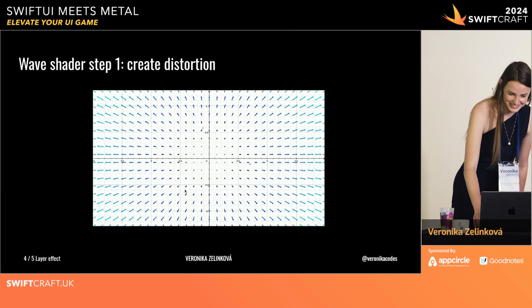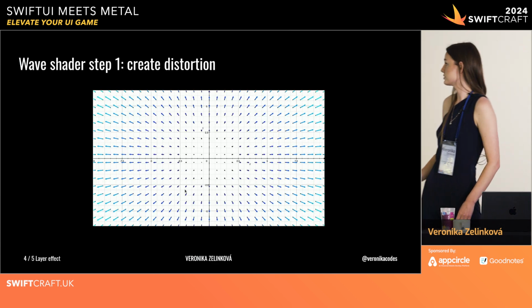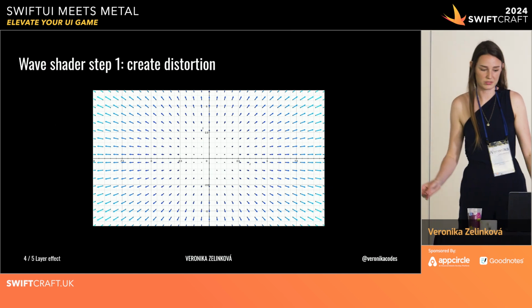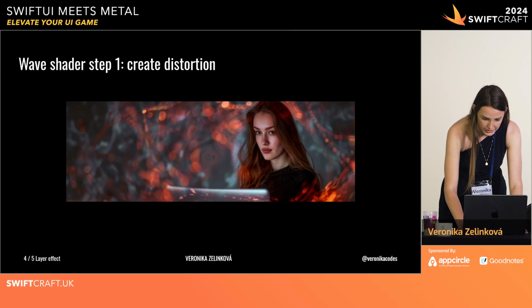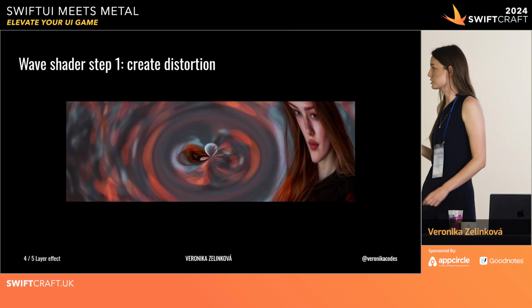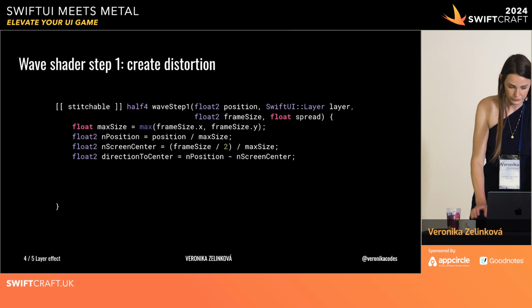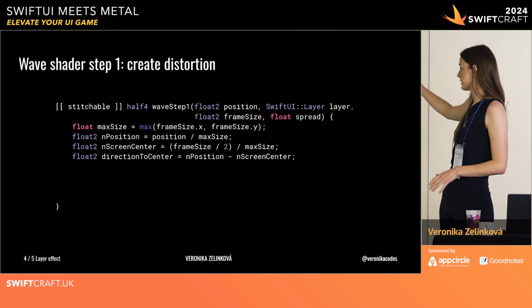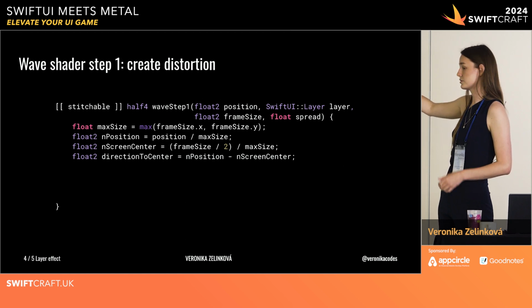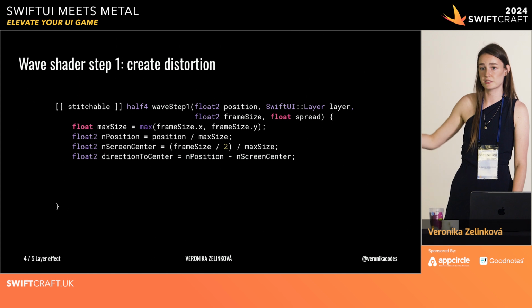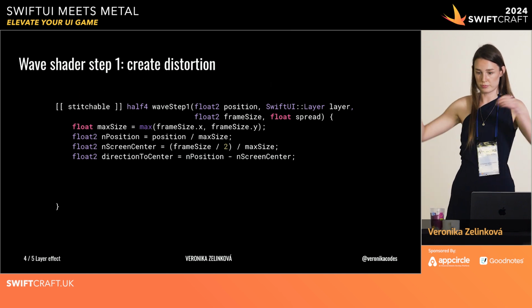So the wave shader. The first thing we need to do is create the distortion, which we will then apply to the donut itself. Let's start with a simple distortion from the screen center. As you can see, we are passing in the position, the layer, the frame size just to normalize things, and also the spread, which we will animate over time to make the distortion move.